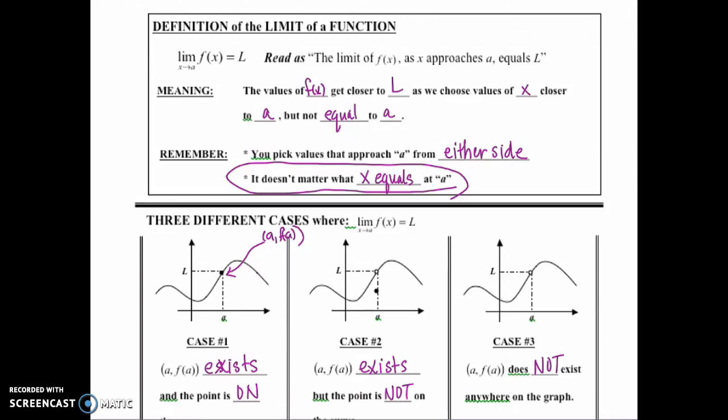But in all 3 of these cases, and this is what you need to understand about limits, the limit does exist, and the limit is L, okay? So we're going to write something down here that's kind of important. F of x does not need to be defined at a.